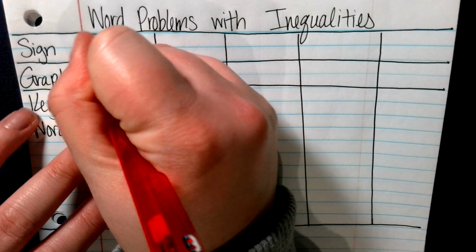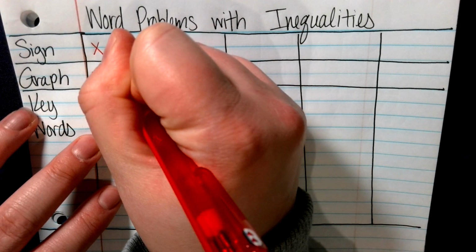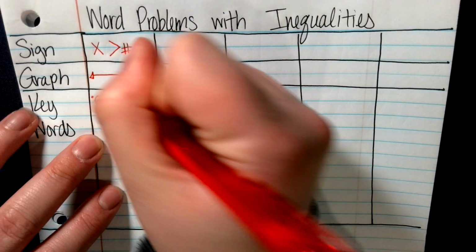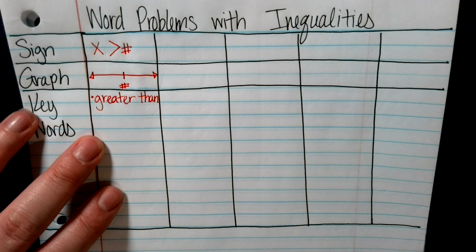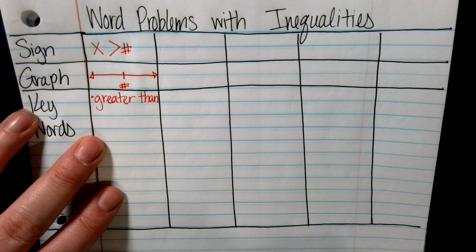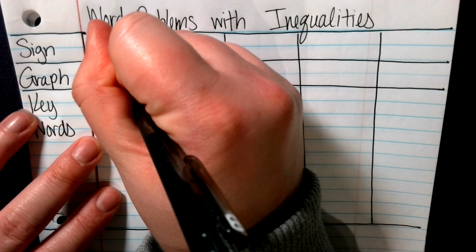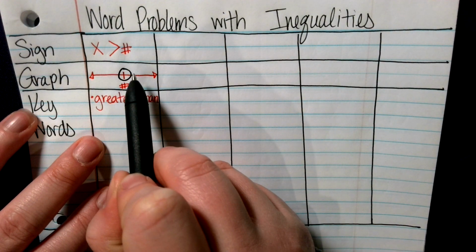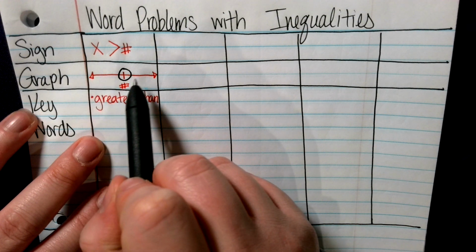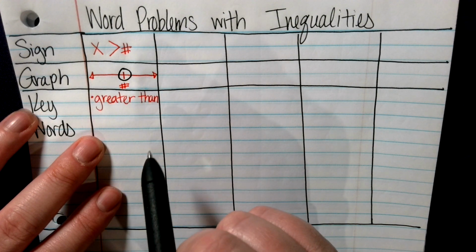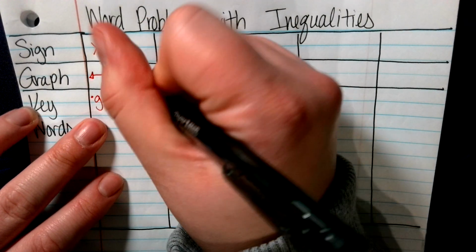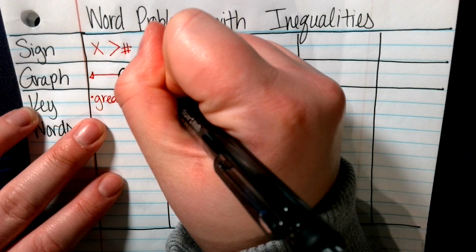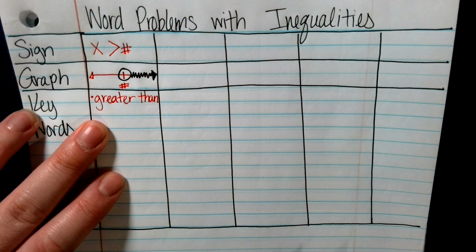So if we were going to graph this on a number line, if here's our number, would we have an open or a closed circle there? It's going to be an open circle because there's no line underneath my sign. And will we shade to the left or to the right? To the right. It's greater than, so that means it's going to be everything bigger than that number.